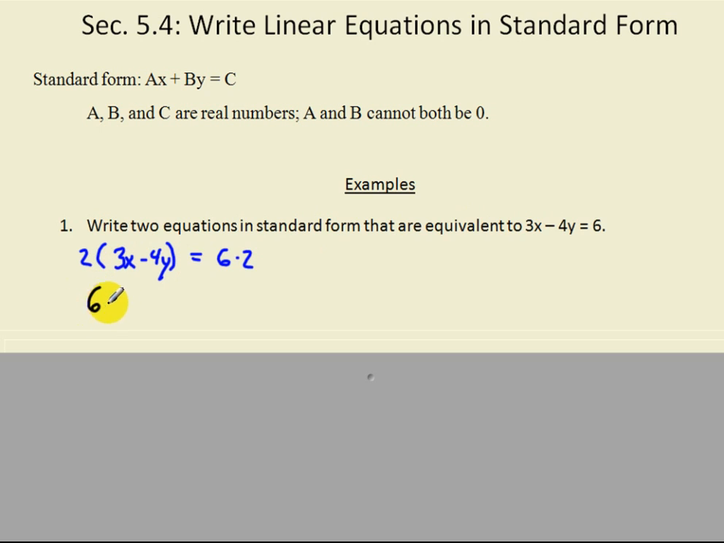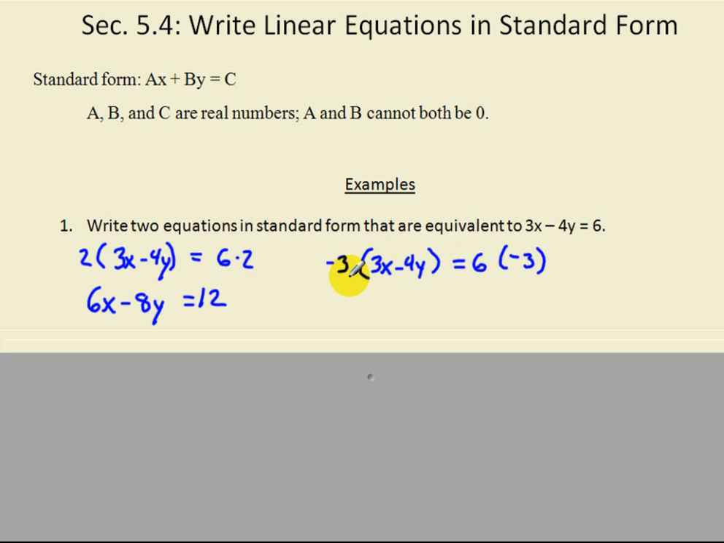Now notice that we get 6x minus 8y equals 12. And if you were to graph this equation and then graph this equation, you'll find out they're the same line. So that's an equivalent equation. It looks different, but it's equivalent. We could also multiply by, let's say, a negative number. So let's take 3x minus 4y again. And how about if we multiply that by negative 3? Which means we have to also multiply the other side, or the 6, by negative 3.